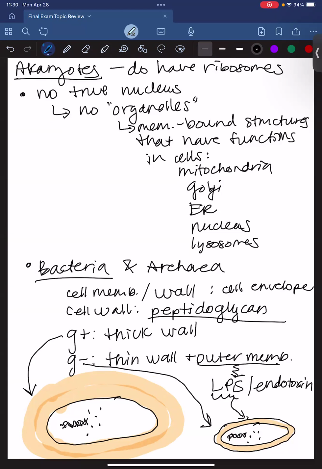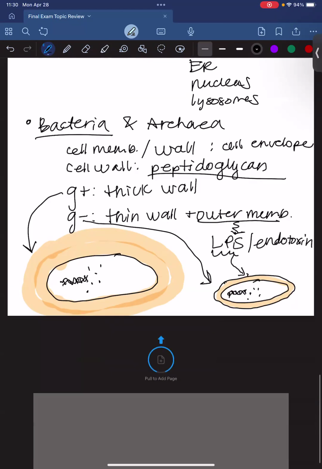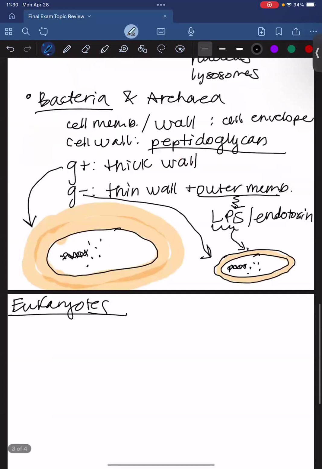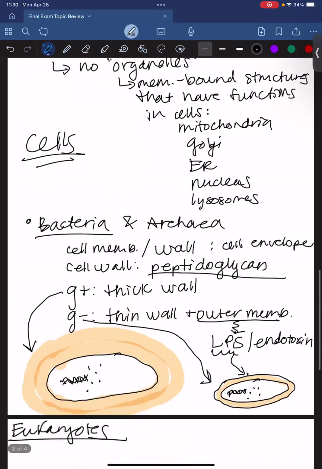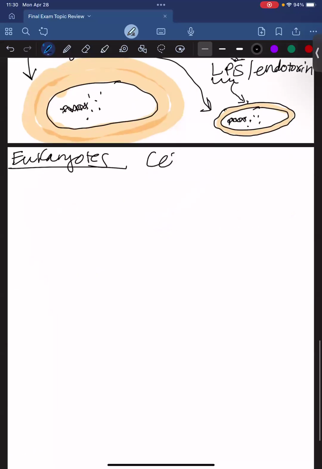Okay, we good on this? Yes. All right. Next thing was our eukaryotes. These again are cell-based, so we'll say that too. Cells. And what are cells? Do you guys remember what cells are? Just real basic. What makes a cell? What isn't a cell?